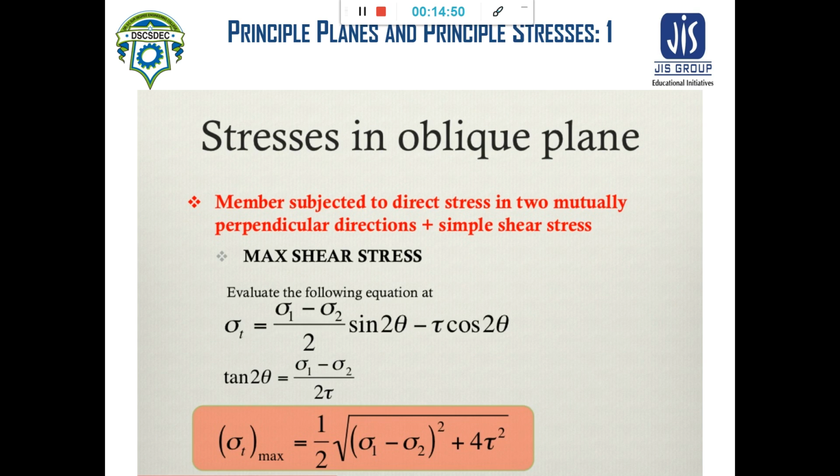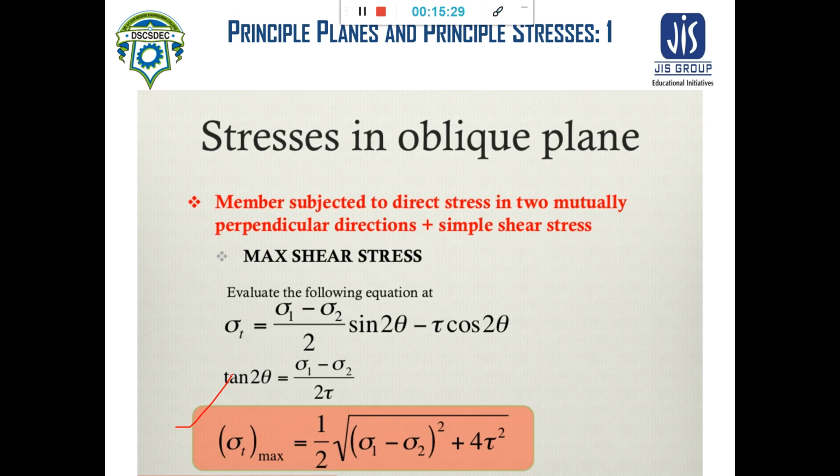So that would give us 2 tau. If we put the value of tan 2 theta, sigma 1 minus sigma 2 by 2 tau, in the equation of sigma t, along with the values of sin 2 theta and cos 2 theta accordingly, at that time we can get the tau max value as half of root over (sigma 1 minus sigma 2) whole square plus 4 tau square. This will be the value.